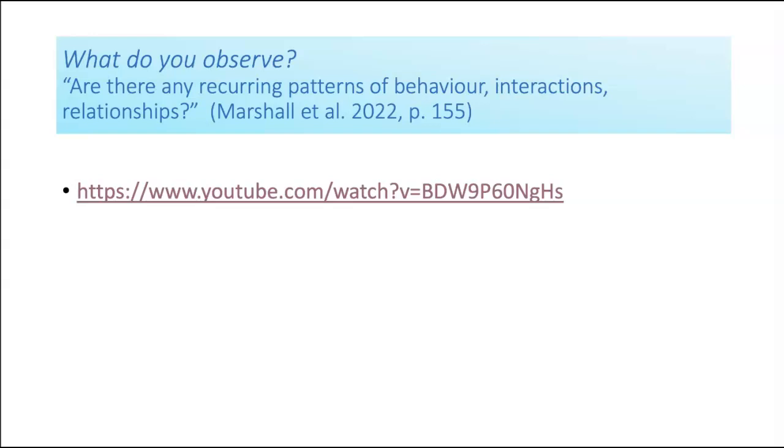So how do we make meaning of such an overwhelming crowd scene? And it's a difficult one, and it would depend on the question that we're asking in our research and so on. But how might we make meaning of all that we observe?